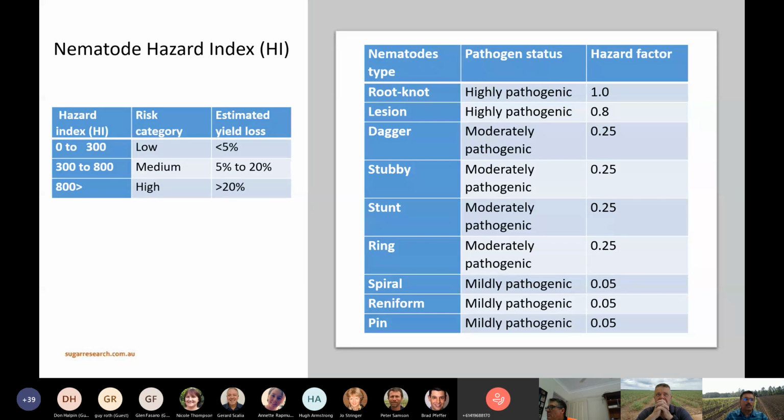For example, if the risk category is low, the yield loss could be insignificant, but if it is in the high risk category, we can say the potential risk of yield loss is very significant, more than 20%.